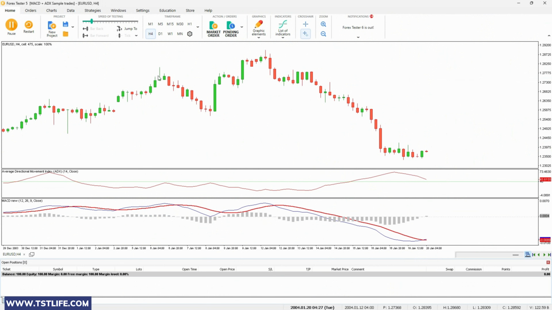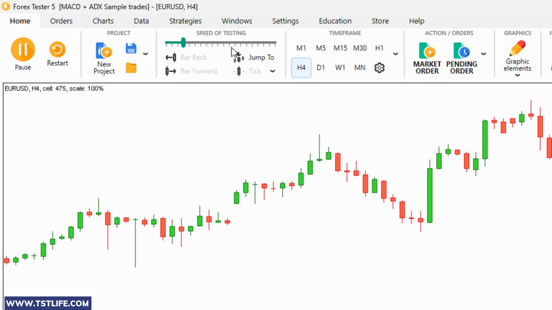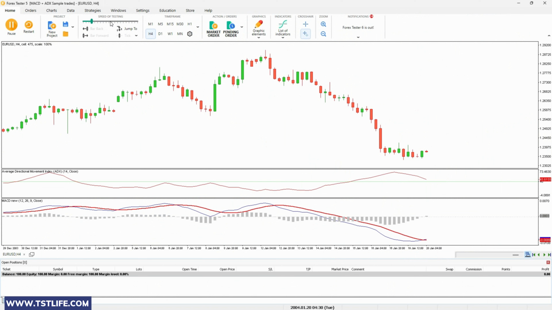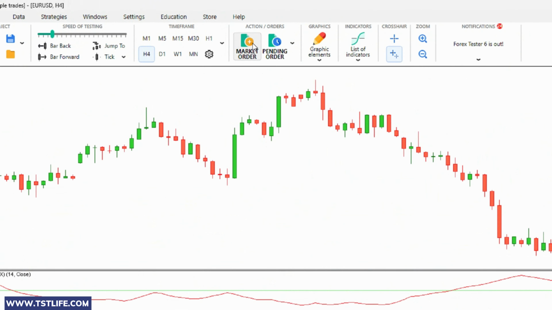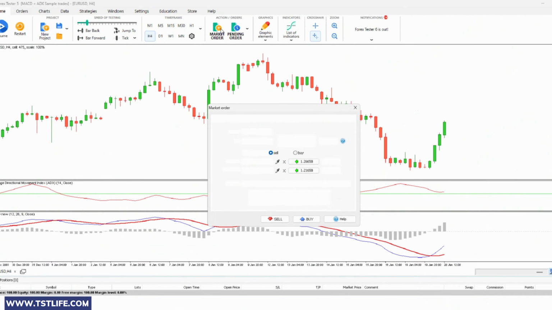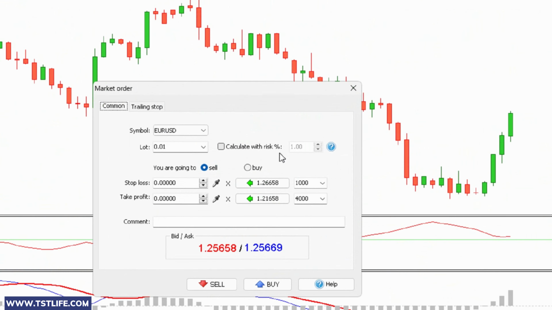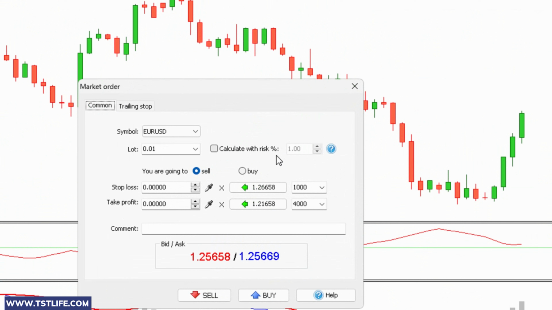As you await the market's entry signal, you can adjust the simulation speed to expedite the testing, or pause the process and move forward by pressing the spacebar. When it's time to place a trade, you can do this by clicking here. Furthermore, you have the flexibility to adjust the volume, set your take profit, and establish your stop loss.